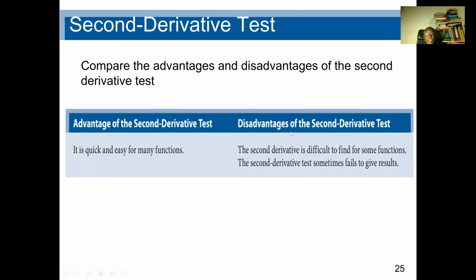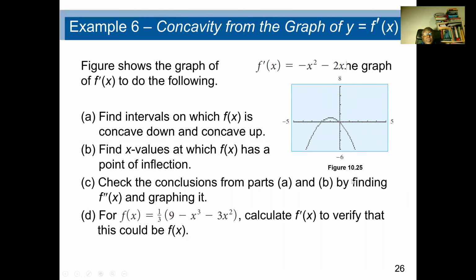So let's compare the advantage and disadvantage of the second derivative test. We say the advantage of the second derivative test is that it is quick and easy for many functions. The disadvantage is that the second derivative is difficult to find for most functions. And also the second derivative test sometimes fails to give a result. So this is a concavity from the graph of y equal to f prime of x.